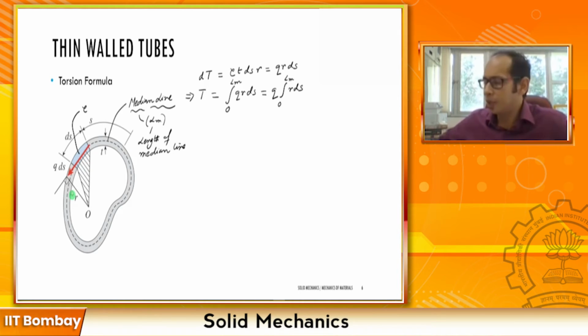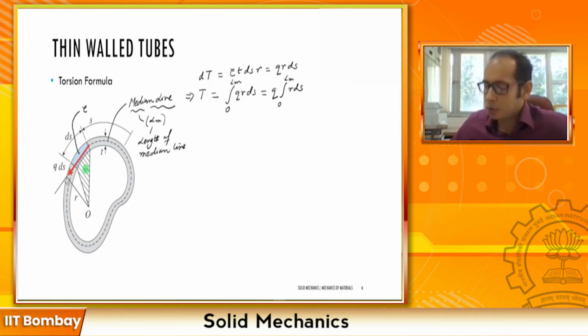What I want you to do is focus your attention on this shaded triangle over here. This shaded triangle spans this length ds, as you can see, and the two ends are connected to the centroid O. It has an altitude of r, which is the distance I used to calculate my incremental torque. So if I have to write the area of the shaded triangle, how can I write it?